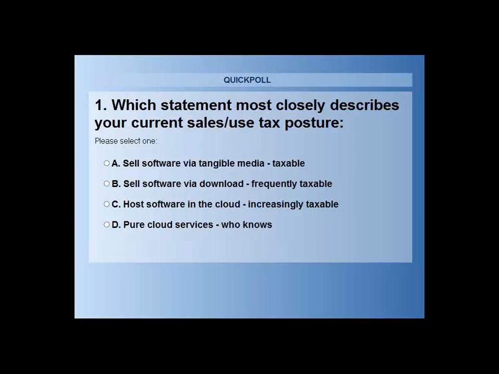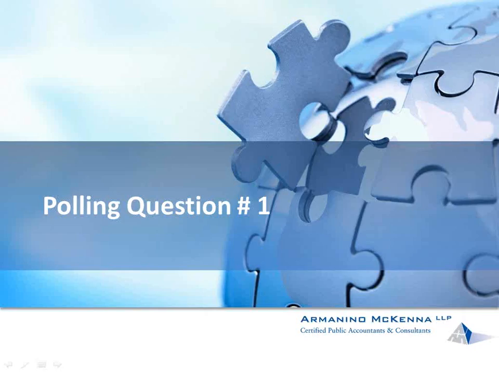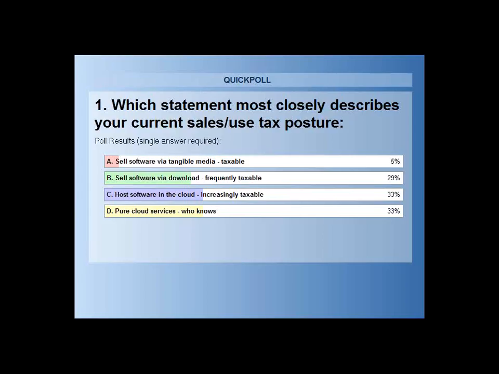All right. Pretty soon, I think Malcolm will review the responses. Yeah, very interesting. I'm surprised only 5% sell software via tangible media. There's still a lot of on-premise software companies out there that sell with CD-ROMs, but not so much anymore, and most of them are moving to cloud models just because their clients are demanding it. Yeah. 30% sell via download. That's still very common.